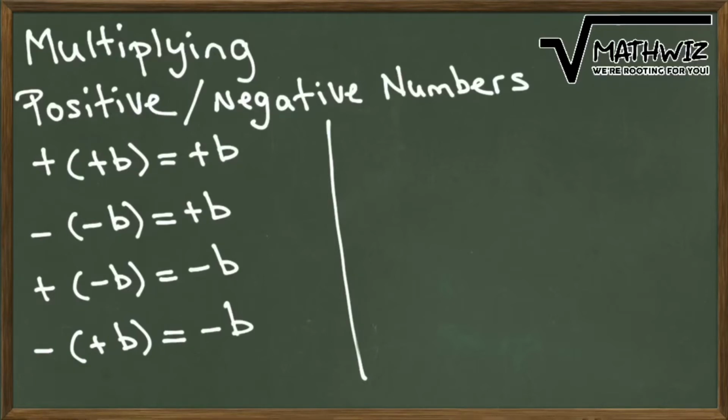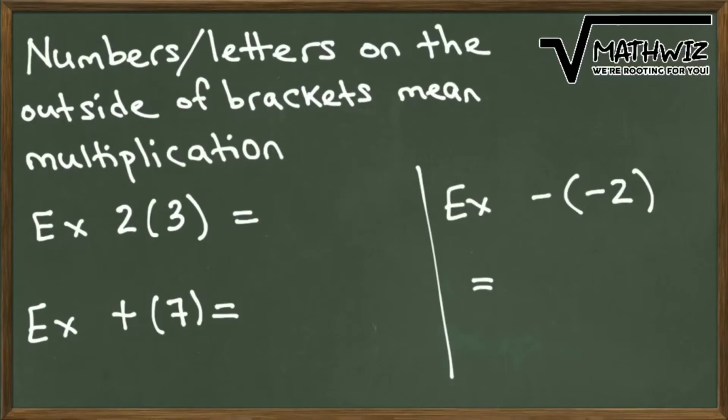Well, let's take a step back. In the last videos we did, we spoke about the fact that numbers or letters on the outside of brackets mean multiplication. So from part 2 of the video, we would have already looked at the fact that 2 open bracket 3 really means 2 multiplied by 3, right? So it's almost like we replace the bracket with the multiplication sign.